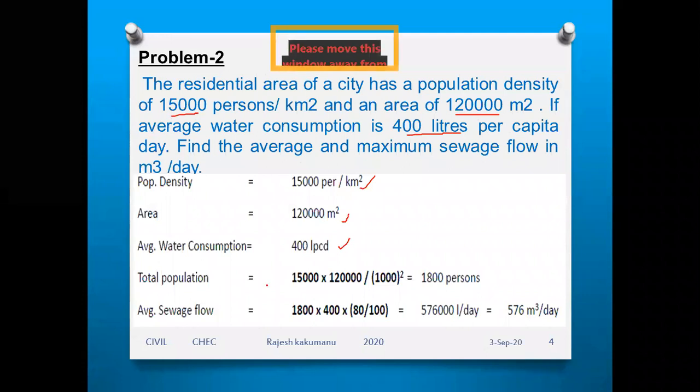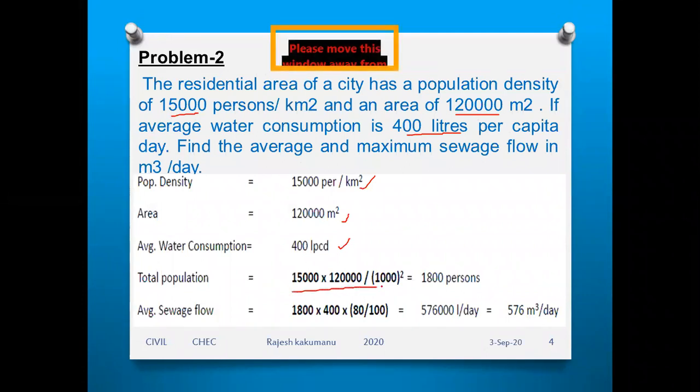Then what is the total population you have to find? So this is the formula for the total population. What is the total population? Population density into area divided by 1000 square. Now here you have meter square, so 15,000 into 1,20,000, since it is said in kilometers, divided by 1000 square. Now what is the number of persons you are having? 1,800 people, you are having the total population, 1800 people. Now what is the average flow?